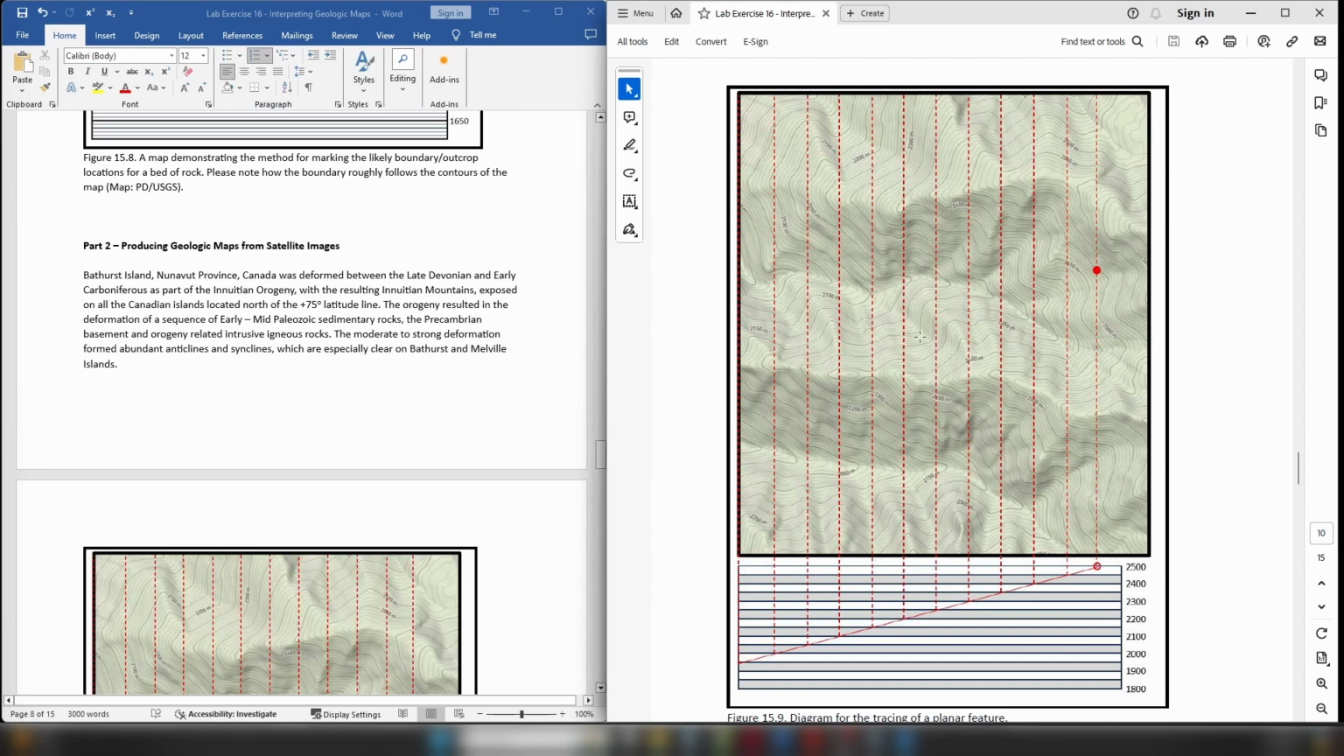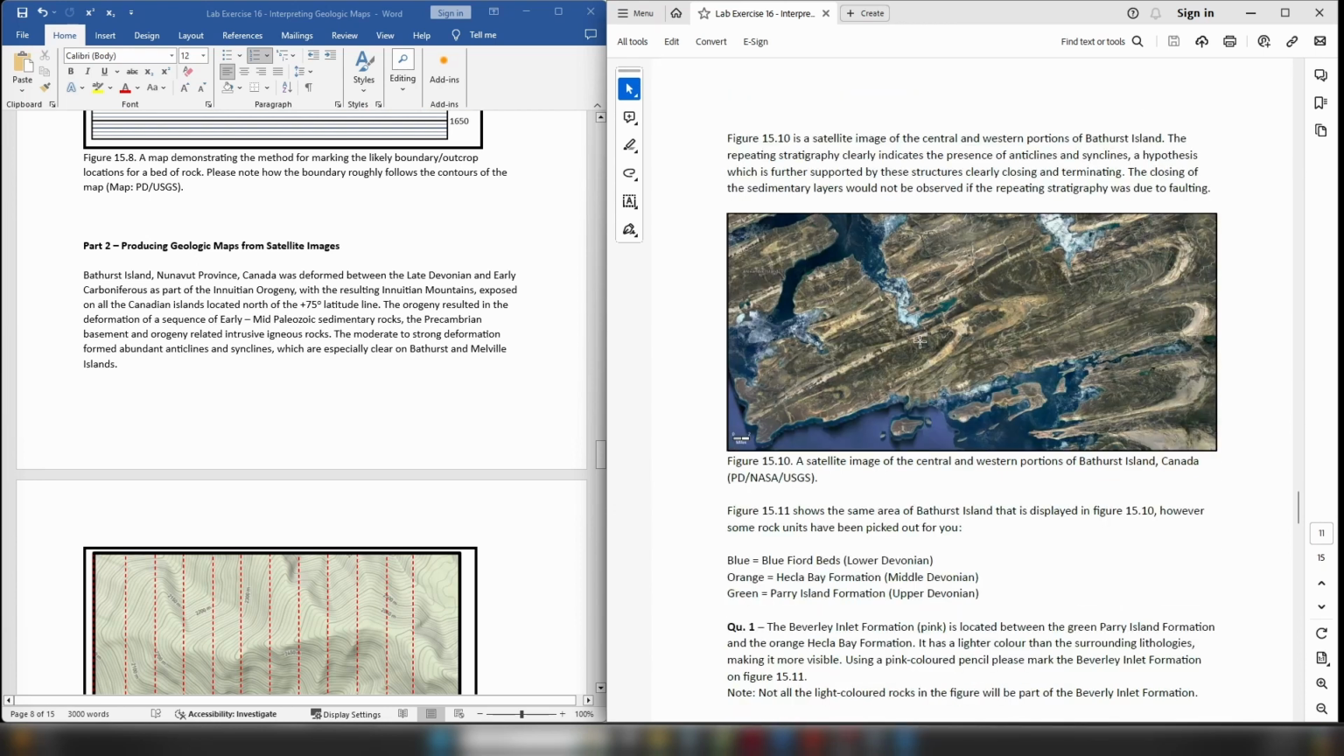Okay, so for part 2, we are going to be looking at satellite imagery. So Bathurst Island is the area which is shown in the satellite image. And this is in Nunavut province in Canada. So this is one of these islands to the north of mainland Canada. So it's one of these areas that is obviously very, very cold and quite difficult to get to.